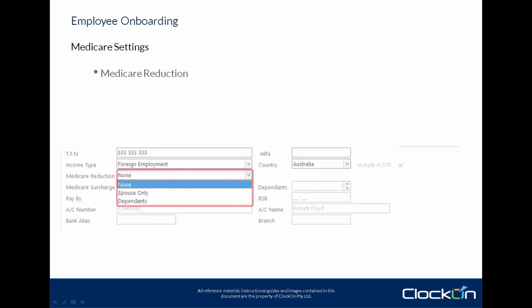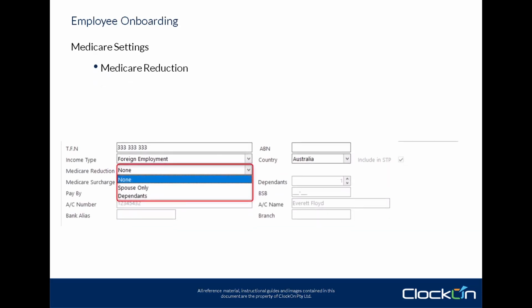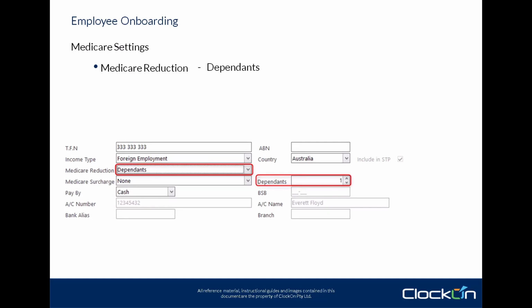The next employee onboarding setting is the Medicare settings. There's a couple of little drop downs in here. We've got Medicare reduction. We'll start with that. In here, you can specify whether or not the employee is spouse only, no Medicare reduction, or whether or not they have dependents. If you choose dependents, you'll get another option in here where you can indicate how many dependents the employee has.